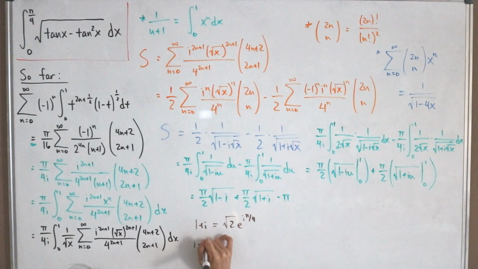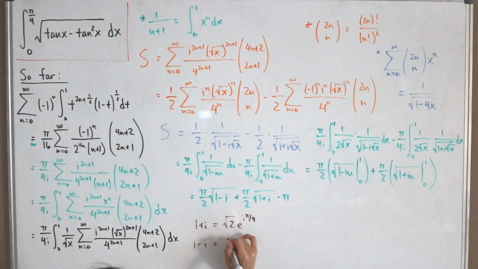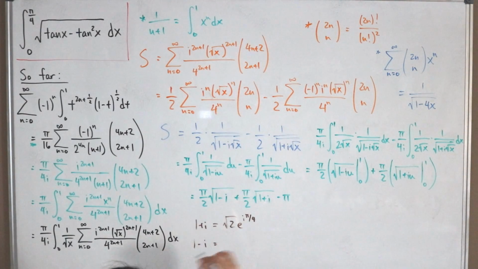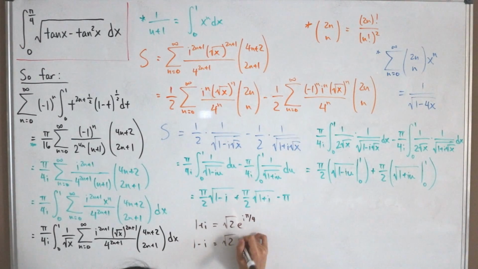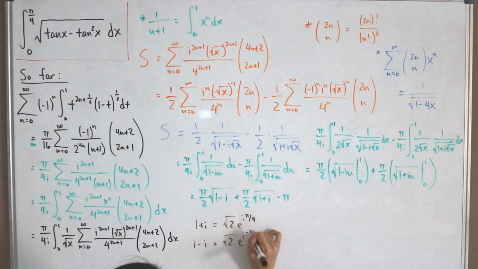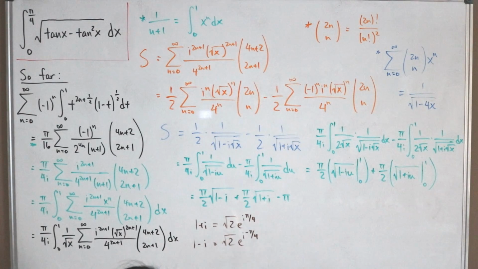Same thing over here. We have 1 minus i. If you think of the same thing, except it's tending downward, so it's negative pi over 4 that the argument is formed from, and the same radius as well. So it's the square root of 2 times e to the power i times negative pi over 4. Then what we can do now is take the square root of both sides.